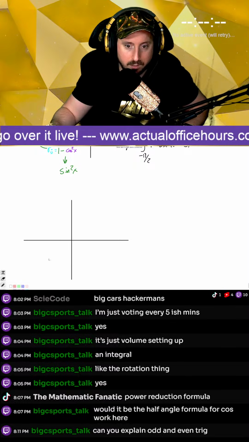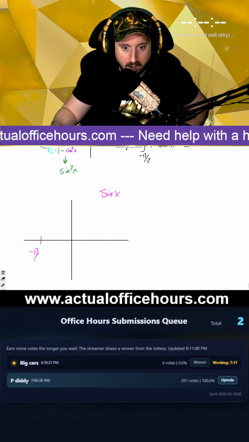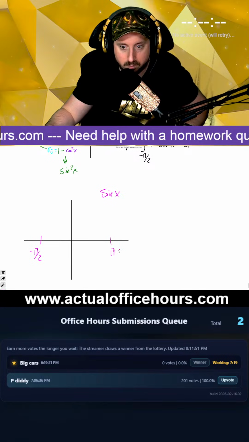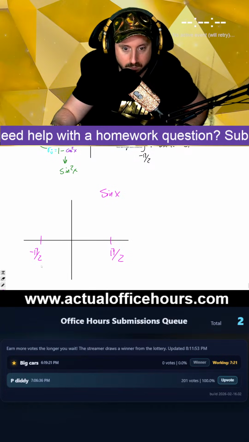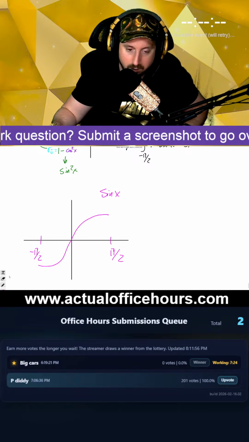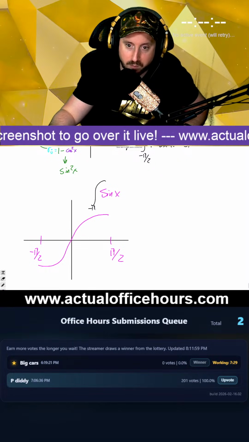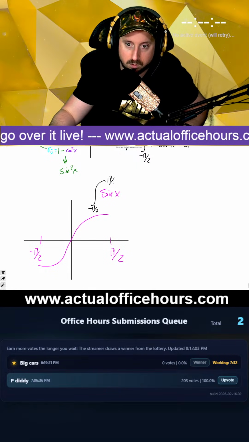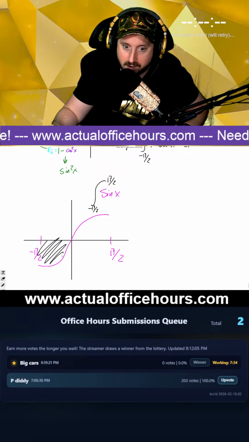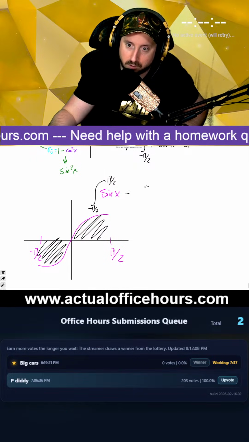If you had a function, let's say, for instance, just sine of x from negative pi over 2 to pi over 2, sine of x looks like this, right? So if you integrate sine of x from negative pi over 2 to pi over 2, it's symmetric. So the negative area here cancels out the positive area here. And so this integral ends up equaling 0.